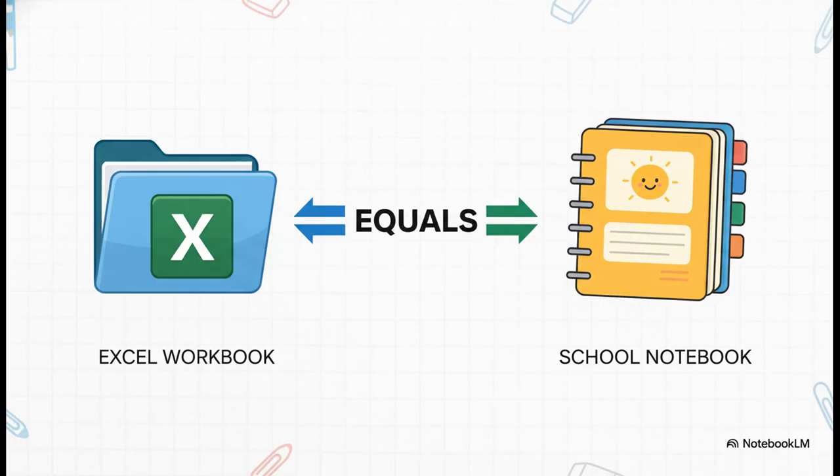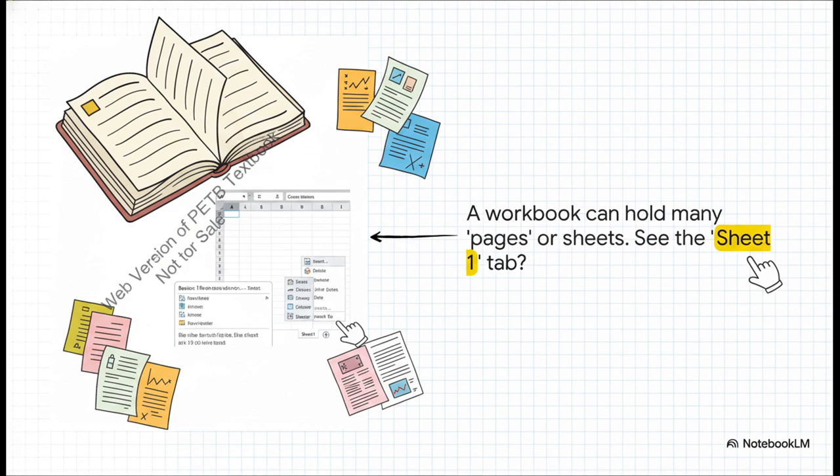You know what? The absolute best way to think about a workbook is to picture a school notebook. It's that one single thing that holds all your notes for a specific class, all tucked away in one place. And just like that school notebook has a bunch of pages inside, a workbook holds individual sheets. See that little tab at the bottom there? The one that says Sheet 1? You can click to add more tabs right next to it, just like you'd flip to a new page in your notebook for a different topic.